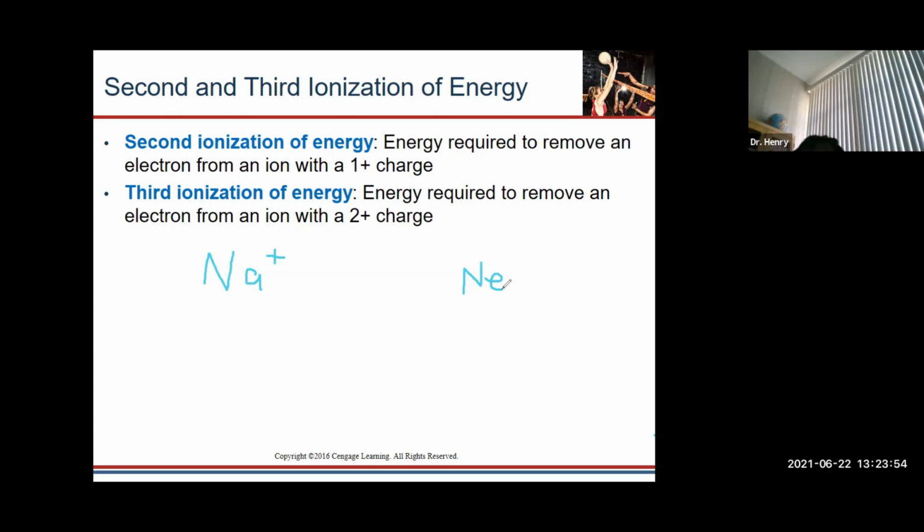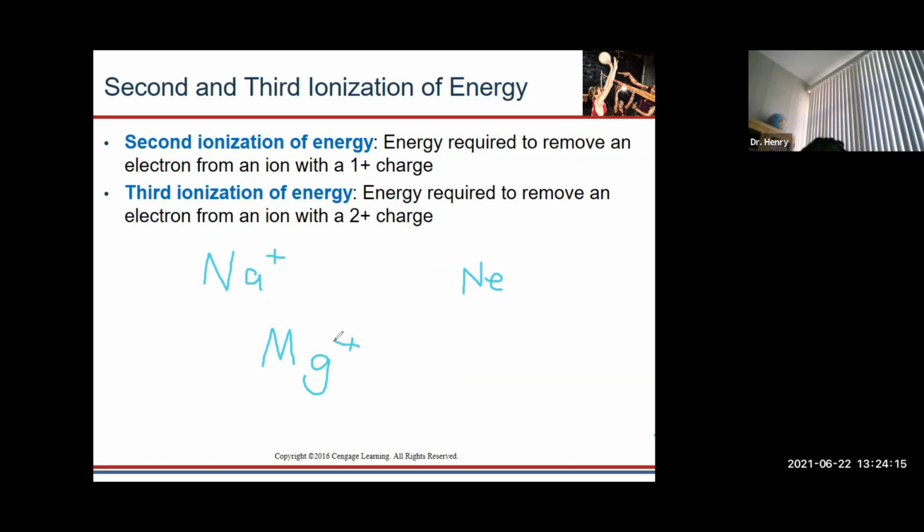So when you remove that very first electron, depending on where you're at, your ionization energy may go up or it may go down. But let's say, for instance, if we have Mg+.